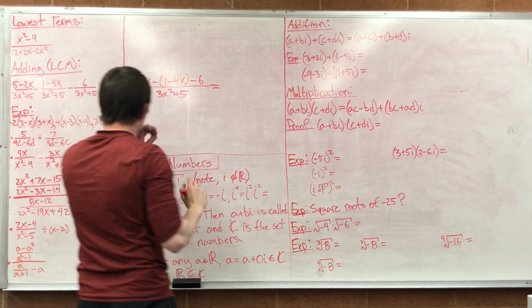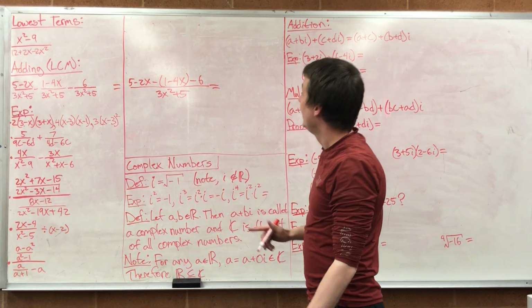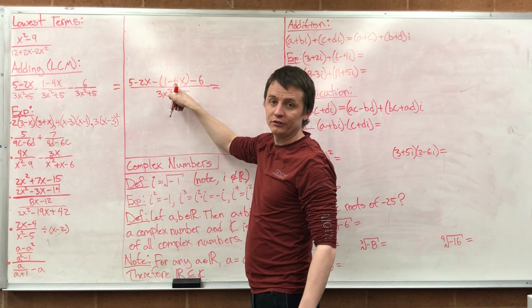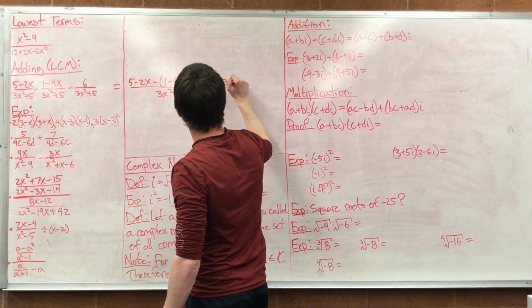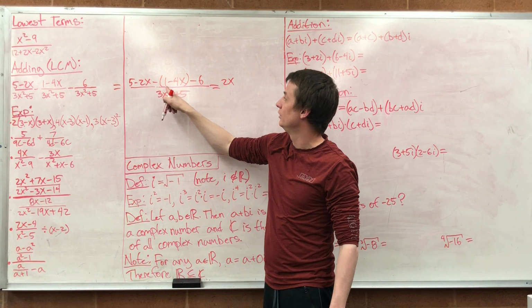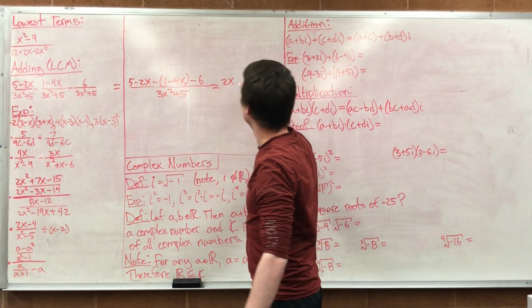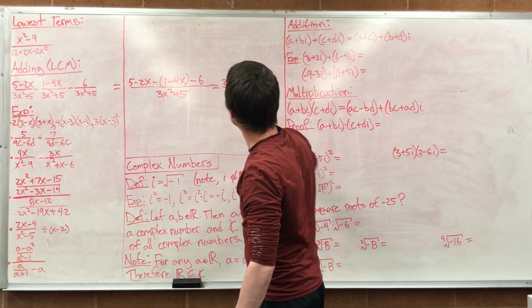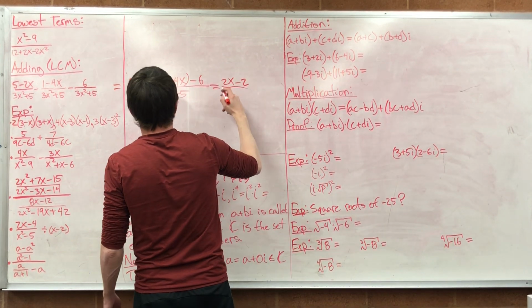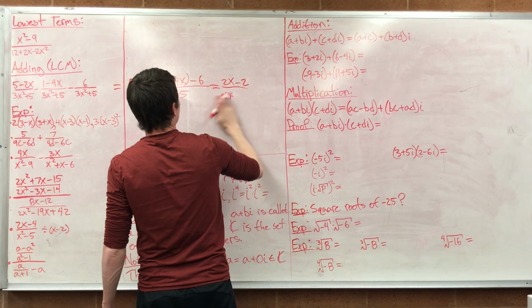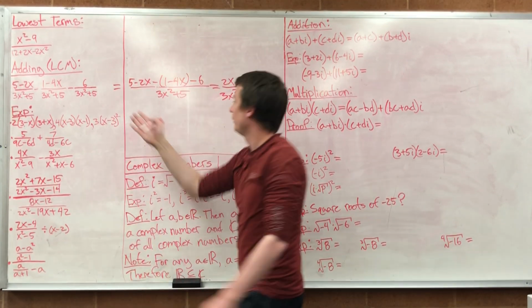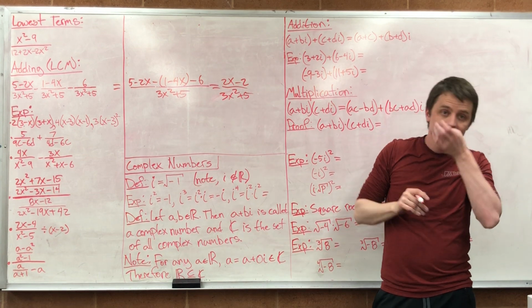And then finally, you can add like terms. How many x's do we have? We have negative 2x plus 4x gives us a total of 2 x's. And then when we look at our constants, we have 5 minus 1 is 4, minus 6 is negative 2. Did I do that right? Yep. All over 3x squared plus 5. And so that's how we would have added those fractions together.